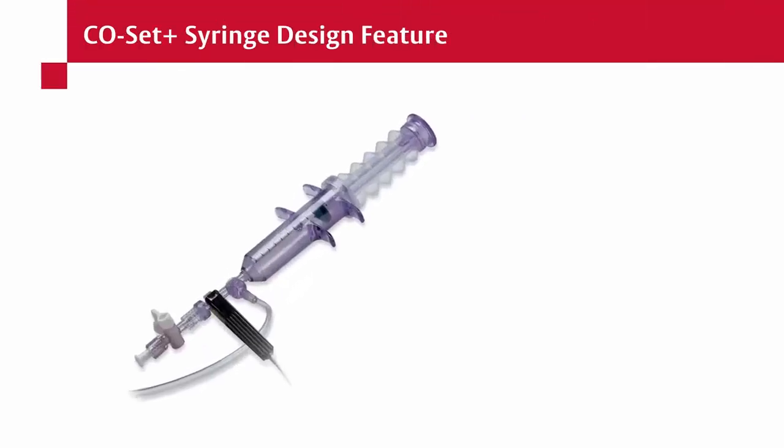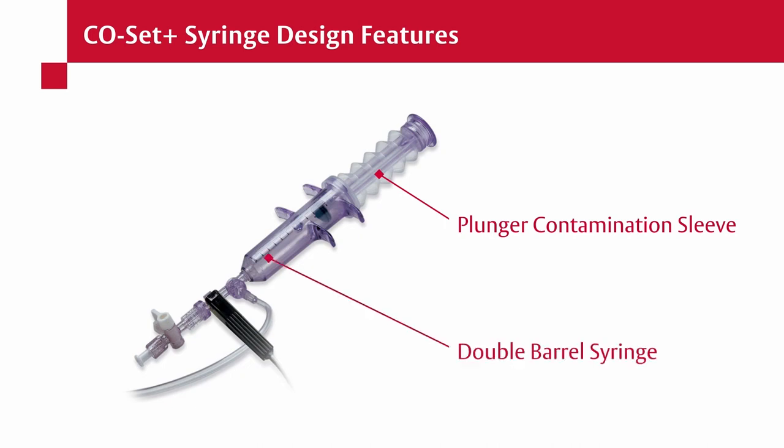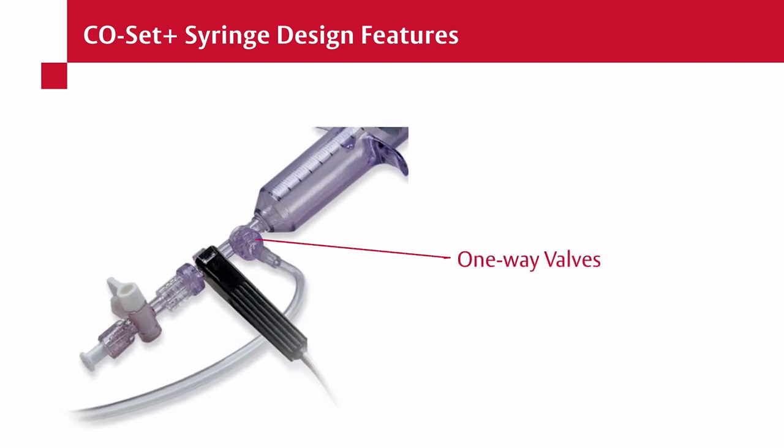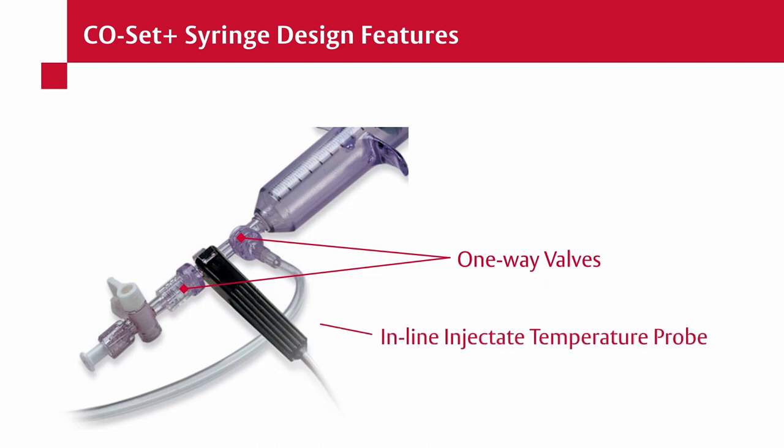The Cosette syringe is specially designed with a plunger contamination sleeve to maintain sterility of the syringe plunger, a double-barrel syringe to mitigate heat loss of injectate solution, finger grips to maintain control of the syringe during injection, one-way valves to prevent blood being aspirated from the proximal injectate lumen, and injectate solution from being pushed back into the IV bag. Inline injectate temperature probe to measure the temperature of each bolus.